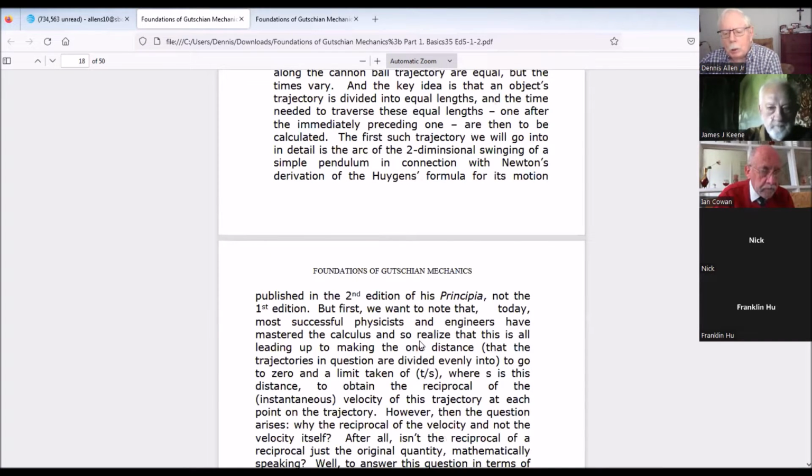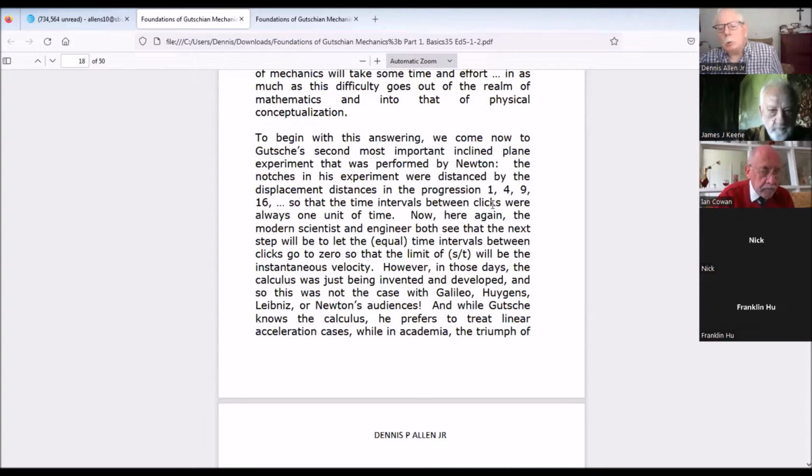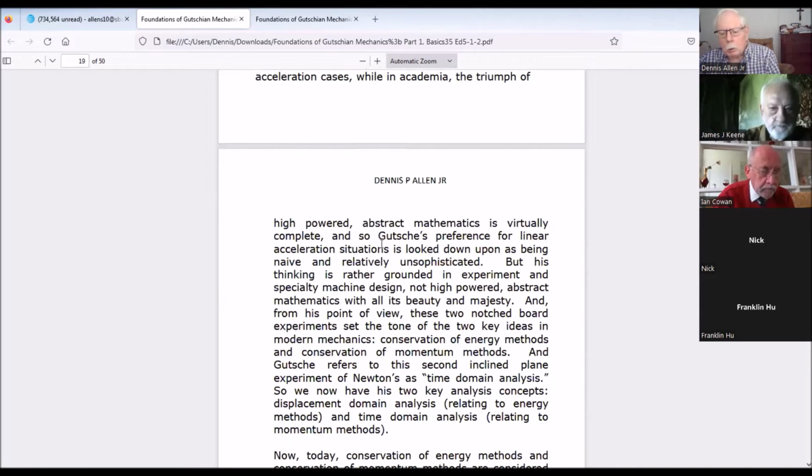So that means that the distances in Newton's experiment would be 1, 4, 9, 16. In other words, it would be n squared rather than 1/n² in Galileo's key experiment with an inclined plane and a cannonball rolling down. And a lot of people say, well, that makes sense. I mean, 1/n² is n squared, and then 1/n, and so on. But Gottfried noticed that this wasn't actually quite true.